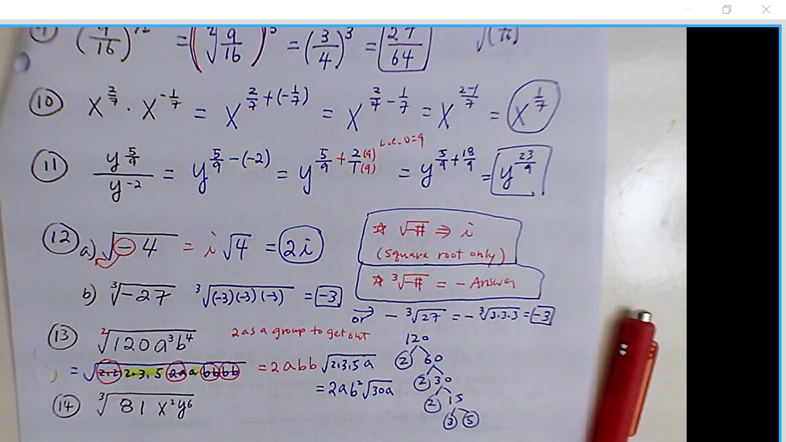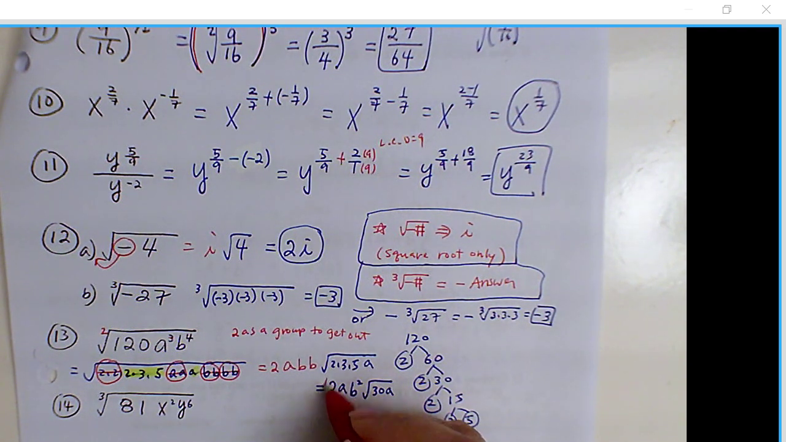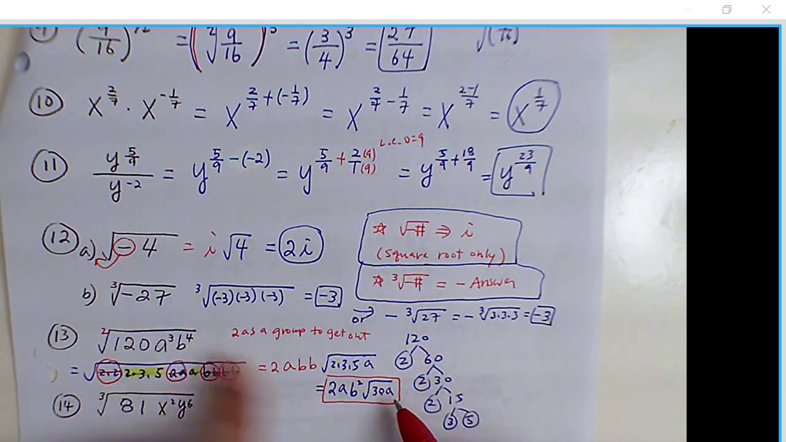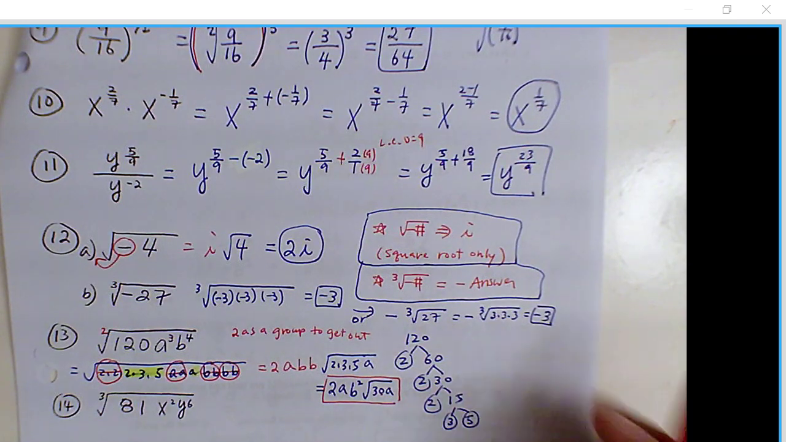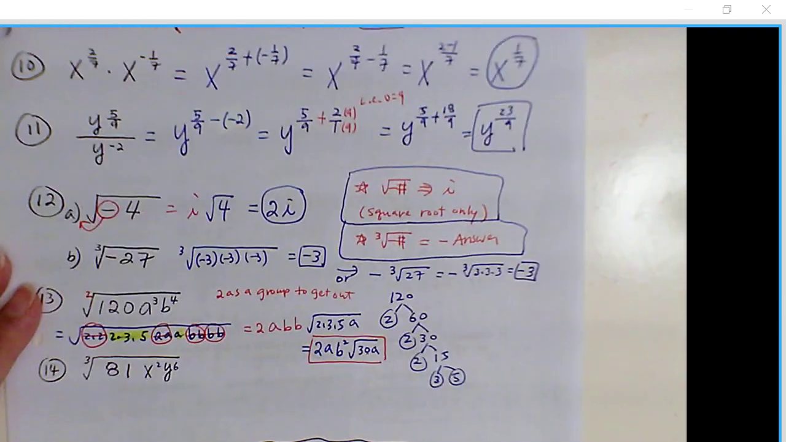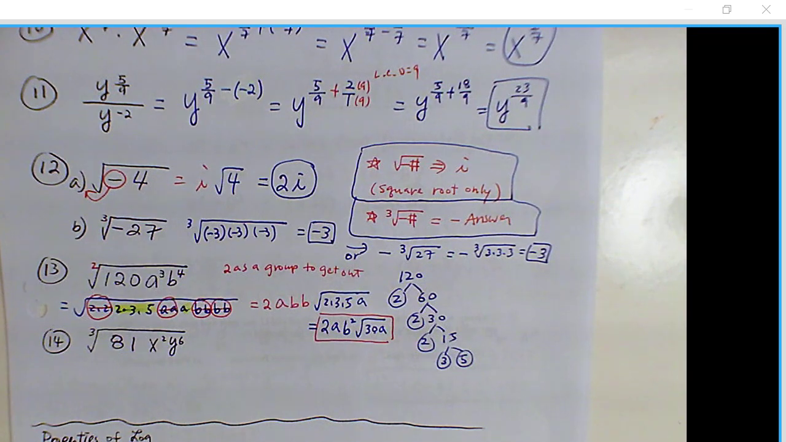Is that okay? And if you want to double check, you can think of this as 2 squared is 4, 4 times 30 is 120, a squared, and then one more a is a, b squared, and the square root, so it's going to be 4. Okay, so you can actually double check your answer. Hopefully that makes sense.